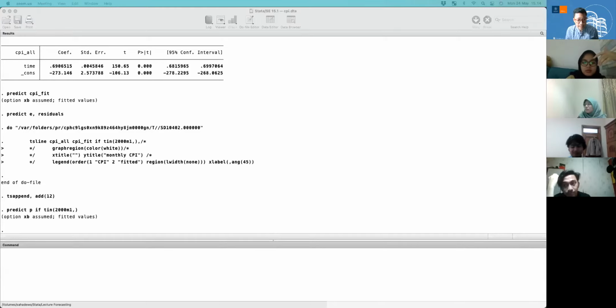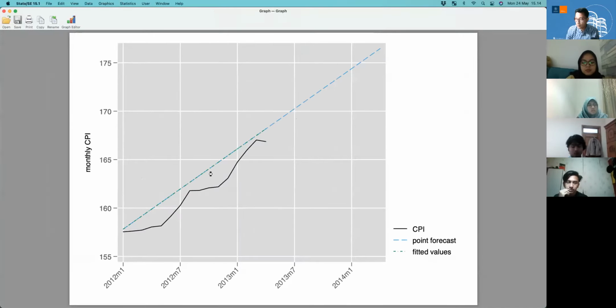So you basically have the CPI today, and then the point forecast as well as the fitted values. Okay. So this is an example of out-of-sample forecast. As you can see, the black line is the actual CPI line. Okay, so that's the realizations that we see. The green line is the in-sample fit, and the blue line is the out-of-sample point forecast. Okay, so that's the idea of out-of-sample forecast.